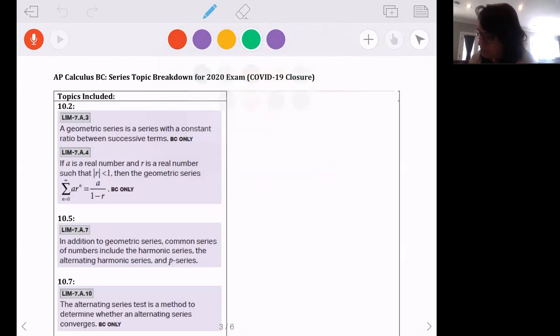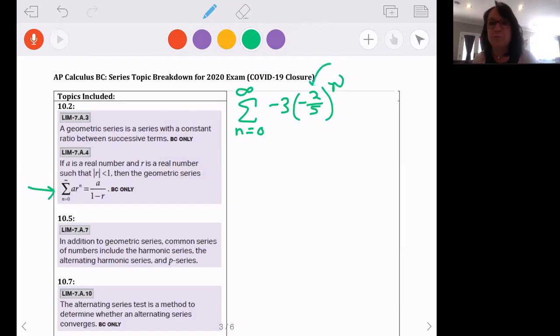So first of all, with our geometric series, remember the form that it's in, right? And you need to find the a and the r. Let's go over here in the notes: the sum from n equals 0 to infinity of -3 times (-2/5) to the n. The absolute value of r is less than 1, so we know it converges. It's in the perfect form to tell what it converges to.